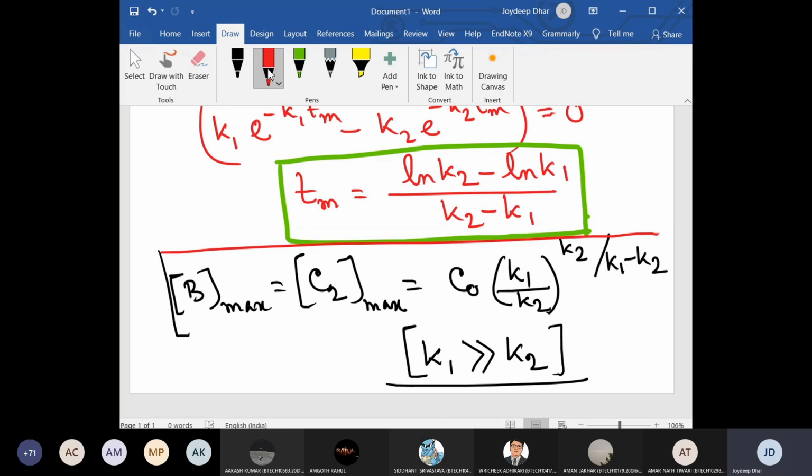One is the time at which the concentration of B will be maximum, and second is the amount of B when it will be maximum, meaning what will be the maximum amount. So these two forms you should practice.